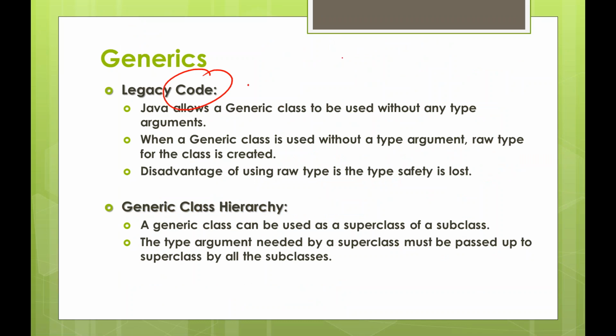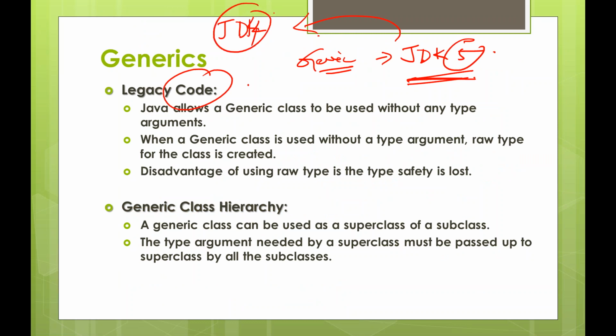So legacy code. What is legacy code? Yesterday when we were discussing generics, we mentioned that generics were introduced from JDK 5. But before JDK 5 came, there were lots of applications written using JDK up to JDK 4. Before JDK 5, there was no concept of generics. So when JDK 5 was introduced, generics were introduced.